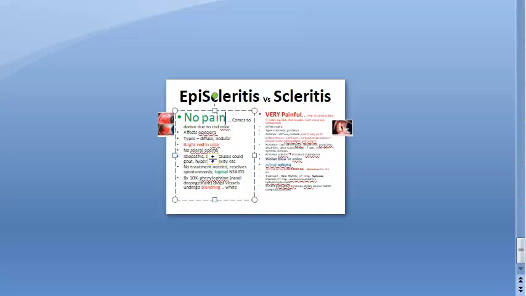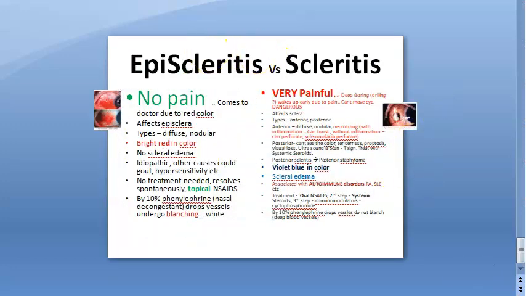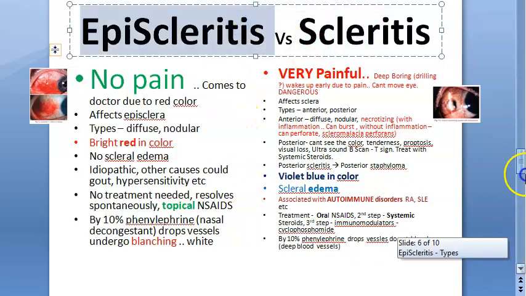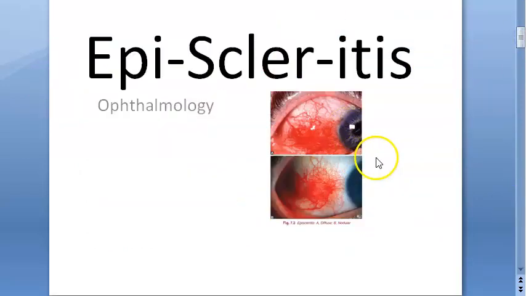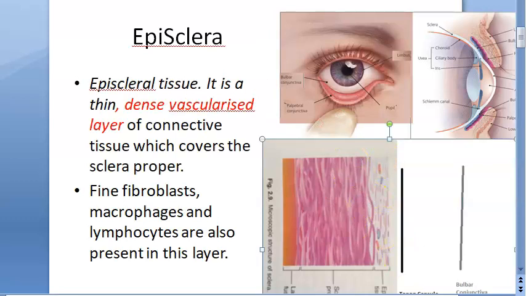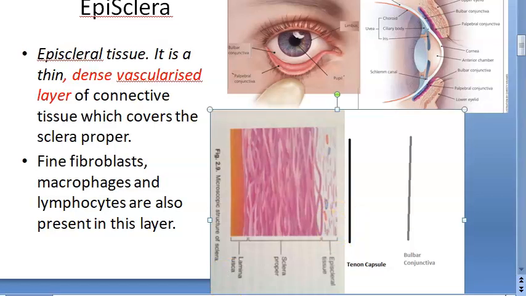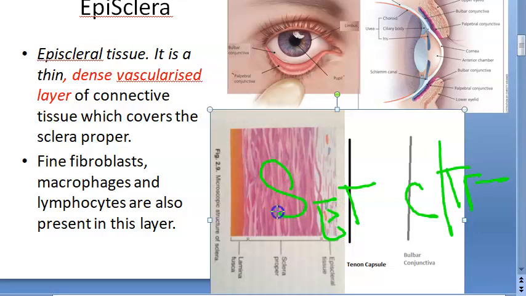In general, you have seen the differences between episcleritis and scleritis. Just above the sclera you have the episclera. Here you can see the layers. First you have your tear film. After your tear film you have the conjunctiva. Below that you have the Tenon capsule. Below that you have the episclera, and then you have the sclera.